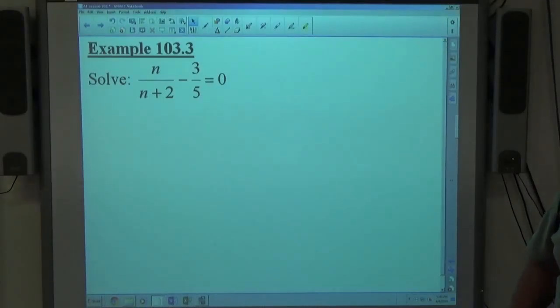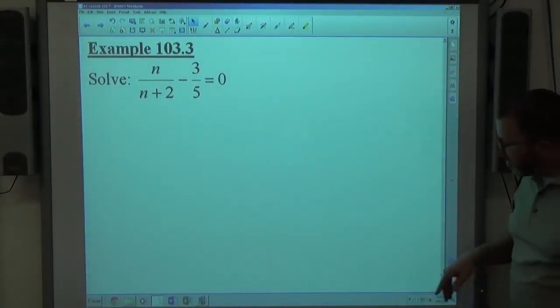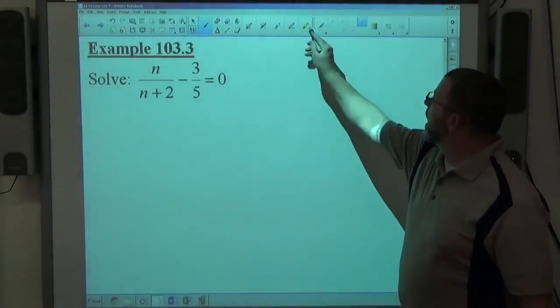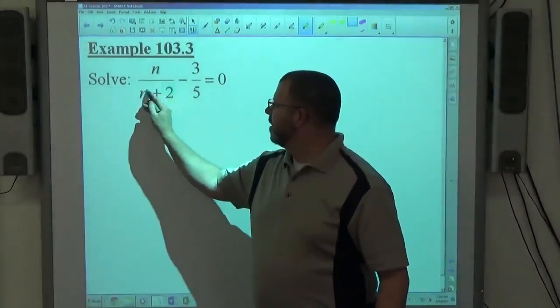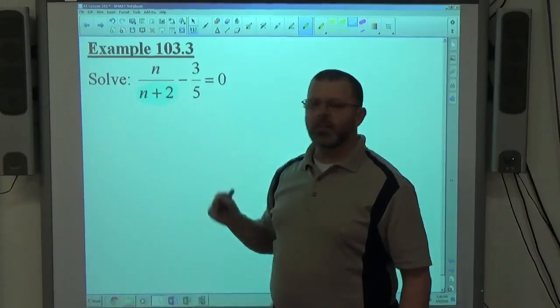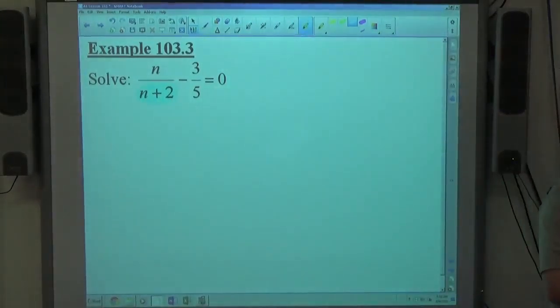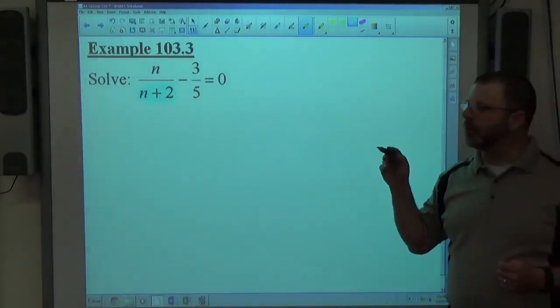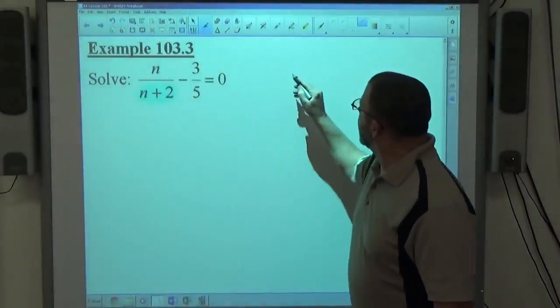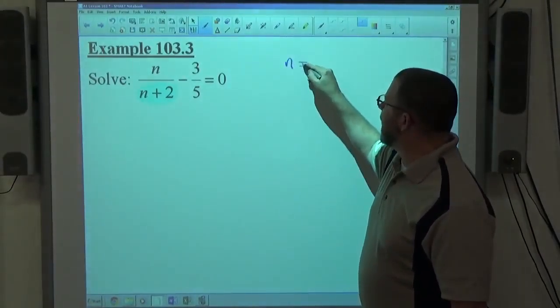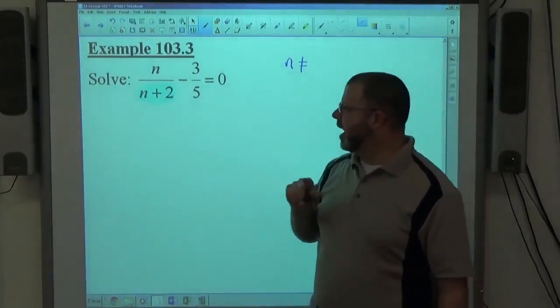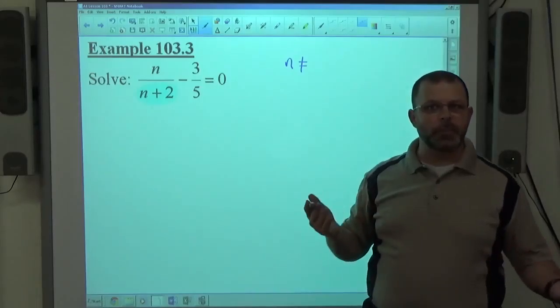Okay, example 3. n over n plus 2 minus 3/5 equals 0. First off, once again I notice that there's a letter in the denominator. This time the letter's being added to 2. Last time it was just letters t and 3 times t, things being multiplied by a letter. But now we've got a letter plus a number, n plus 2. So again, I have to make my list of numbers that n's not allowed to equal. And again, anything that makes the denominator equal 0 is going to be bad.